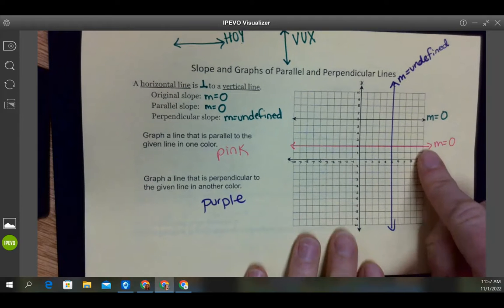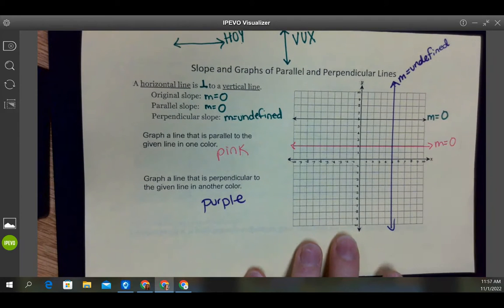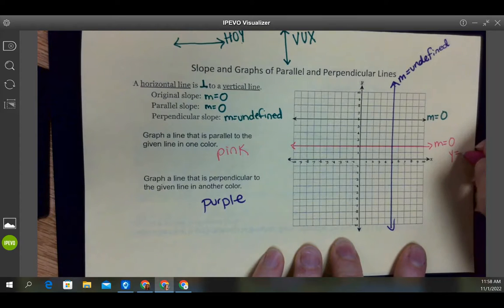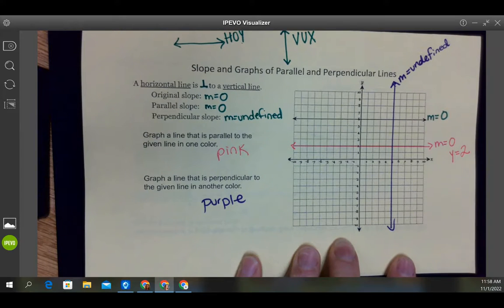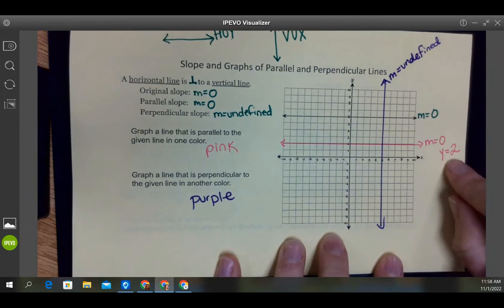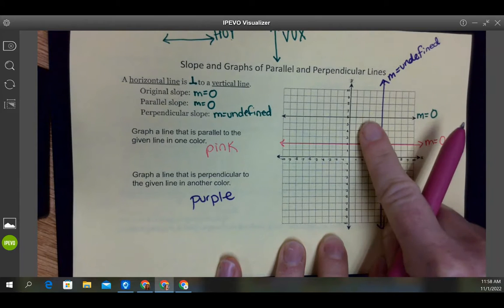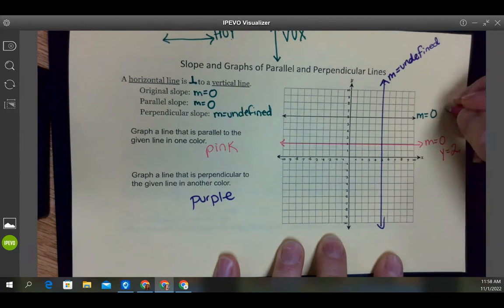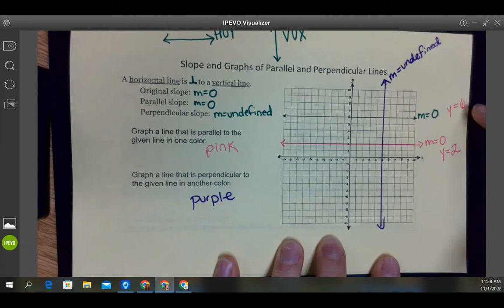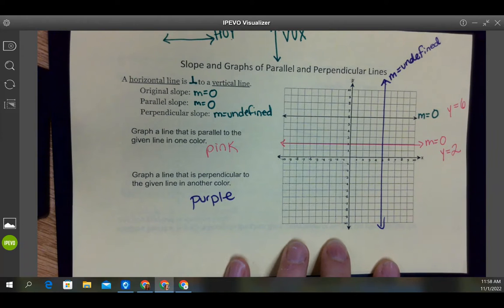This pink line that I have, m equals 0, the equation to that line is y equals 2. The slope is 0, but the equation is y equals 2. Our original line is y equals 6. So these two look the same. They have the same slope. They just have a different y-intercept.